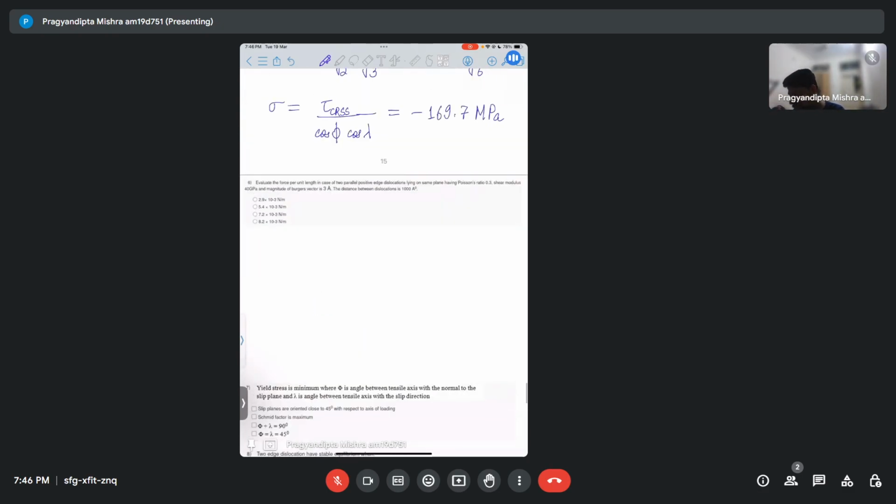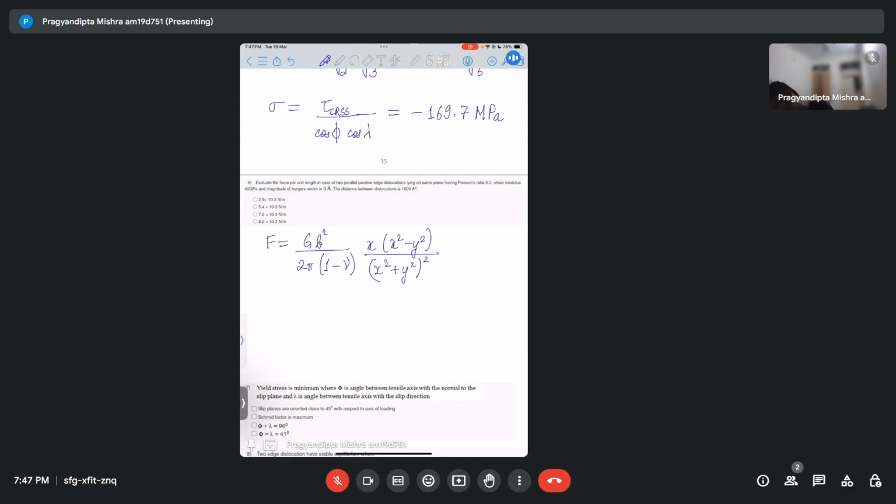Next question. Evaluate the force per unit length in the case of two parallel positive edge dislocations lying on the same plane, having Poisson's ratio 0.3, shear modulus 40 GPa, magnitude of Burgers vector 3 Angstrom, and distance between dislocations 1000 Angstrom. So they have given us all the values. We just have to use the expression to find the final value. So essentially, what is our expression? F is equal to GB square over 2 pi times 1 minus mu, times x square minus y square divided by x square plus y square whole square. But they have told that y is 0, right? They are lying on the same plane. So y is 0.